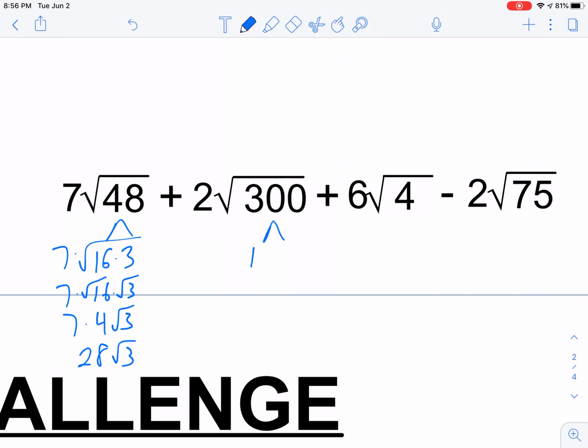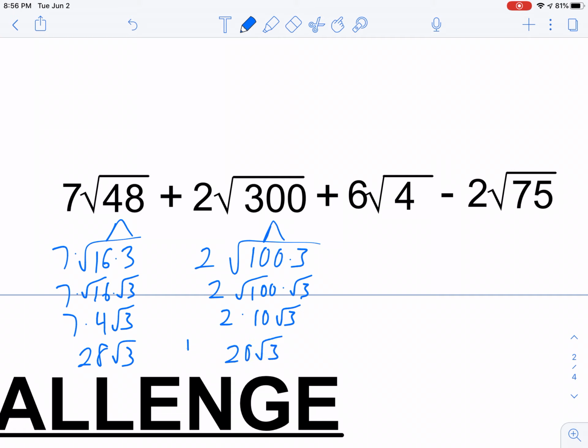300 is going to be 100 times 3. And just keep in mind that I'm doing these fast because I know my perfect squares. Like I know 300 is 100 times 3. It might take you a little bit longer to figure that out. That's okay. Just use your calculator if you get stuck. Square root of 100 times square root of 3, which is 10 root 3. We have this 2 in front. So it becomes 20 root 3 with a plus sign in there.